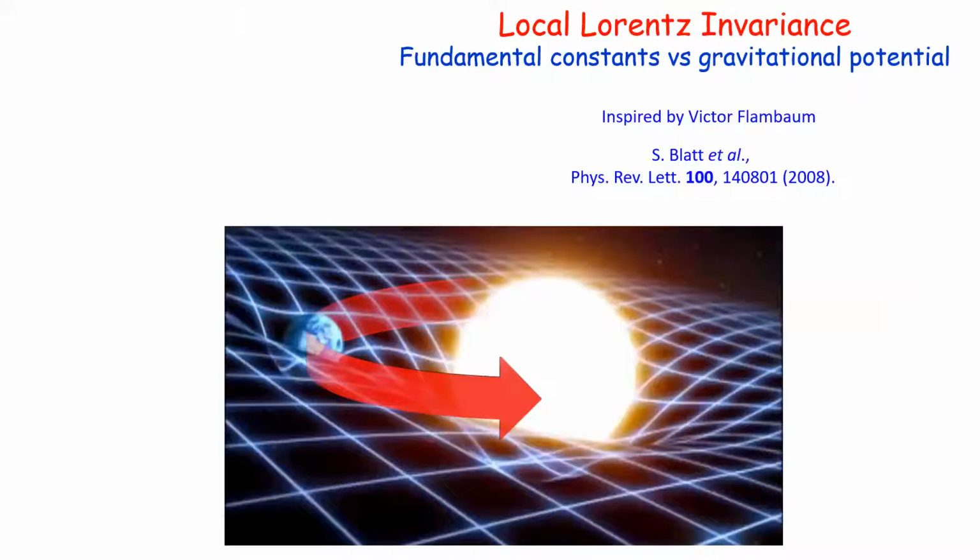In technique 2, back in 2008, Victor Flambaum from Australia came to visit our lab, and he said, Jun, why don't you think about doing an experiment on local Lorentz invariance, which is when Earth is rotating around the sun and the gravitational potential changes by 5%. He said, if you compare clocks, maybe you can measure whether the fundamental constant is not a constant as you vary the gravitational potential. This will be checking universality of free fall, or local Lorentz invariance.